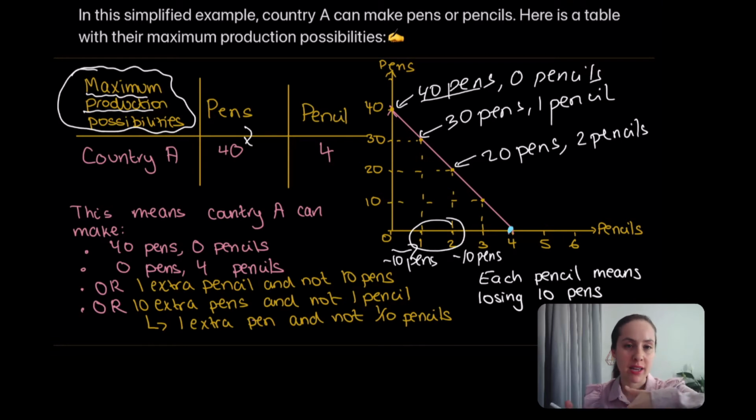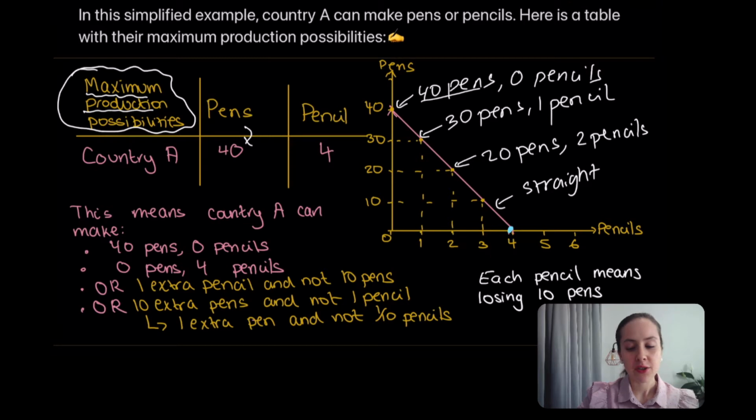That's because the PPF is straight. So you can just write that down. Whenever a PPF is straight, you will always face the same trade-off. The same 10 pens have to be sacrificed. That's going to lead to a really cool shortcut later on, which I'll show you. So hang on in there, this is going to get really interesting.